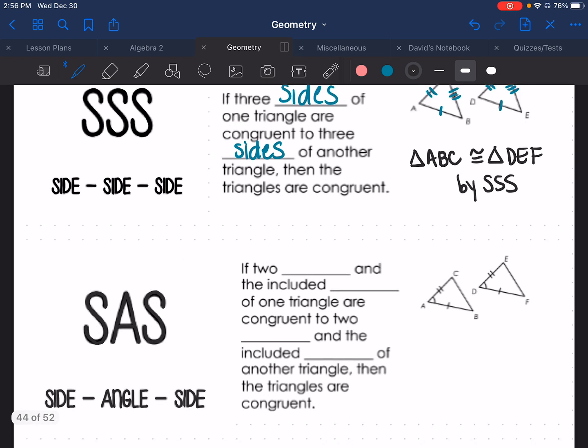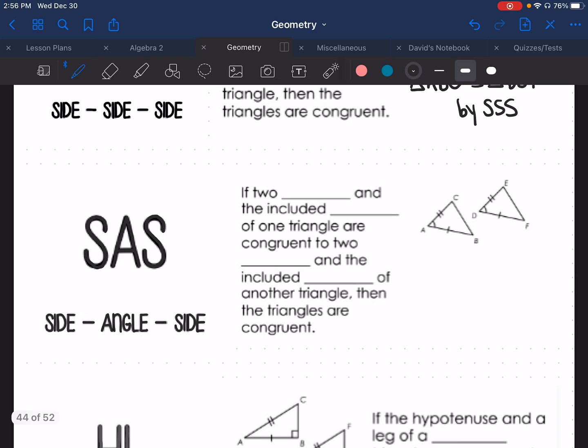All right, then someone noticed that there was another shortcut, which was called side angle side, SAS. It says that if 2 sides and an included angle. Now let's stop just a minute and talk about what it means to be included. Included means that I am between both of the sides. So for my angle to be included, it must be between the 2 sides. So let's take a look here at angle A. Notice it is between the 2 sides of this triangle ABC.